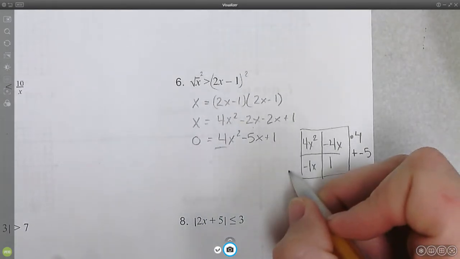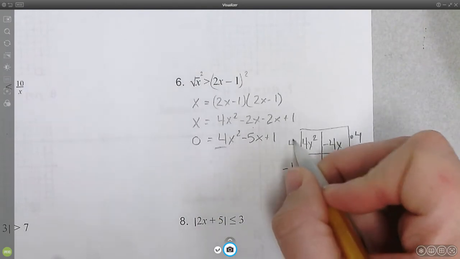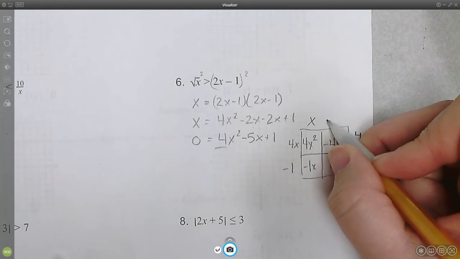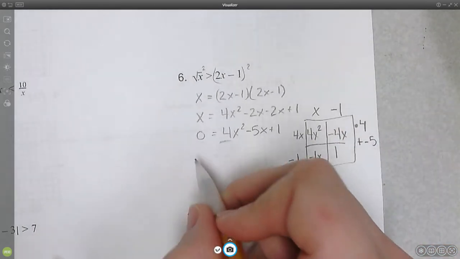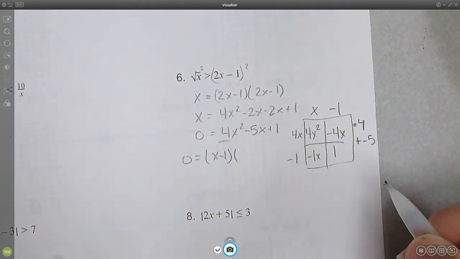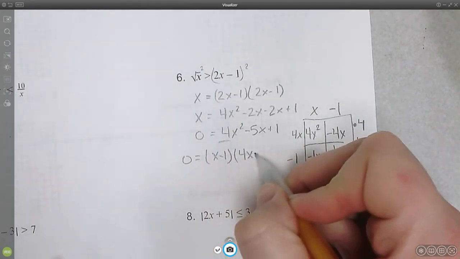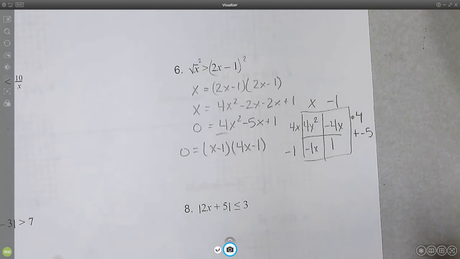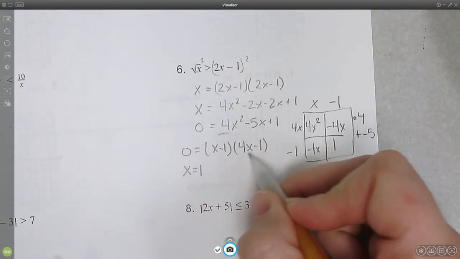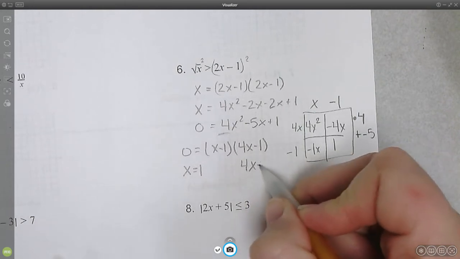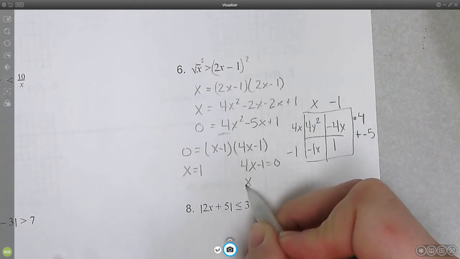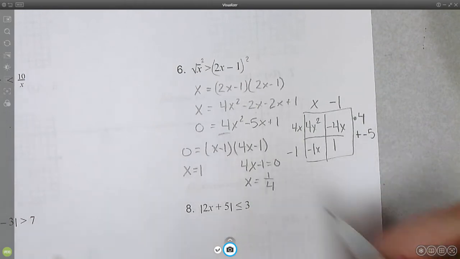And then you take out your greatest common factor. So we have -1, we have 4x, we've got x, and then -1. So we have 0 equals x minus 1 and 4x minus 1. Now we set each of these equal to 0, so we'll have x equals 1. Here, I'll need to add 1 to both sides and then divide by 4. So you'll get x equals 1/4.